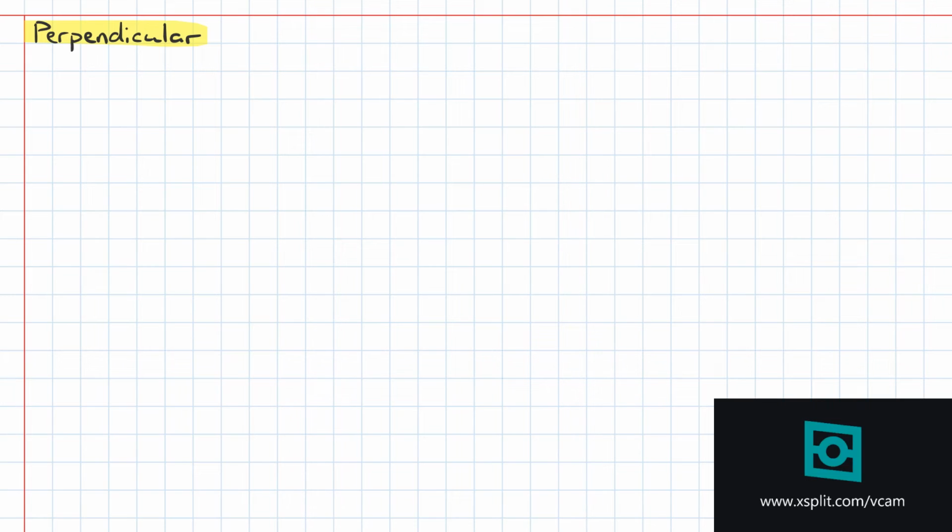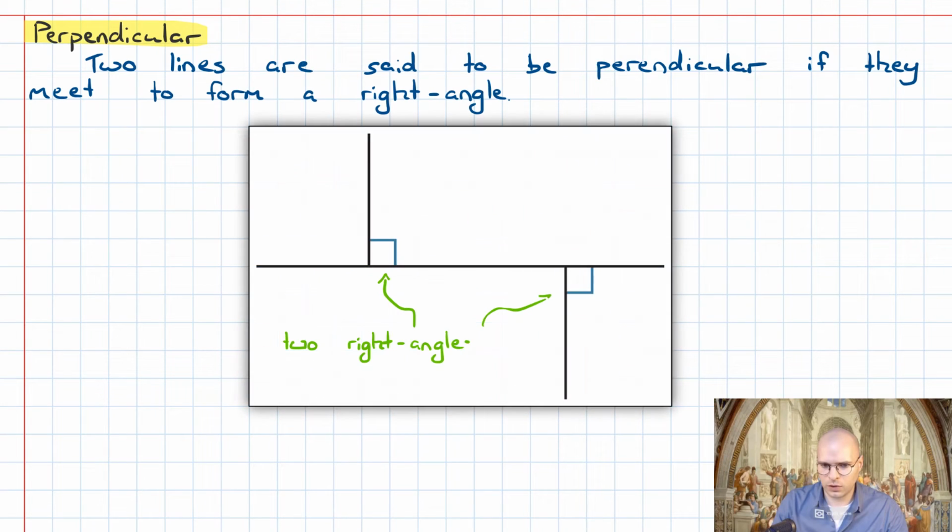Moving on, perpendicular. Two lines are said to be perpendicular if they meet to form a right angle. Looking at the diagram, we have a horizontal line and it meets two vertical lines. The meeting of these two lines causes right angles. This relationship we see is called a perpendicular relationship. So whenever we have two lines that meet to form a right angle, we say they're perpendicular to one another.